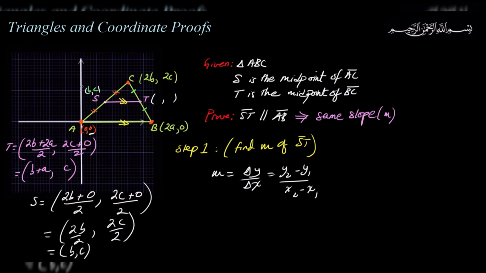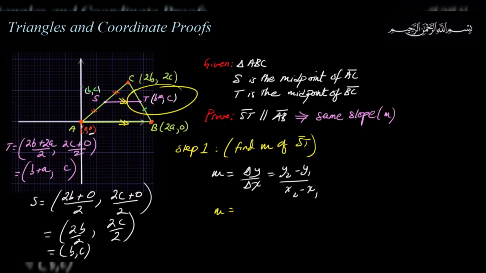So we got t. So we have t over here. I can write b plus a, or I can just write a plus b, right? So I'll just write b plus a, and then c over here. So we got that. So now we have the ordered pairs belonging to t and s. So now we can find the slope, right? It's change in y over change in x. Okay, so we can find the slope of st.